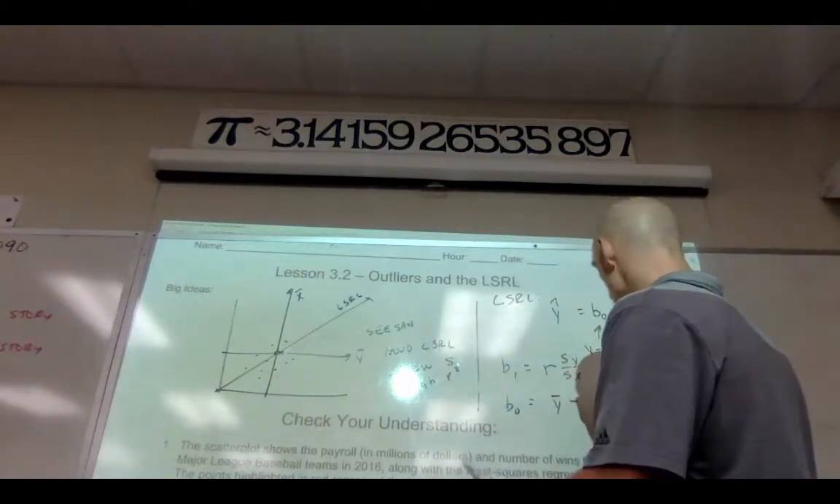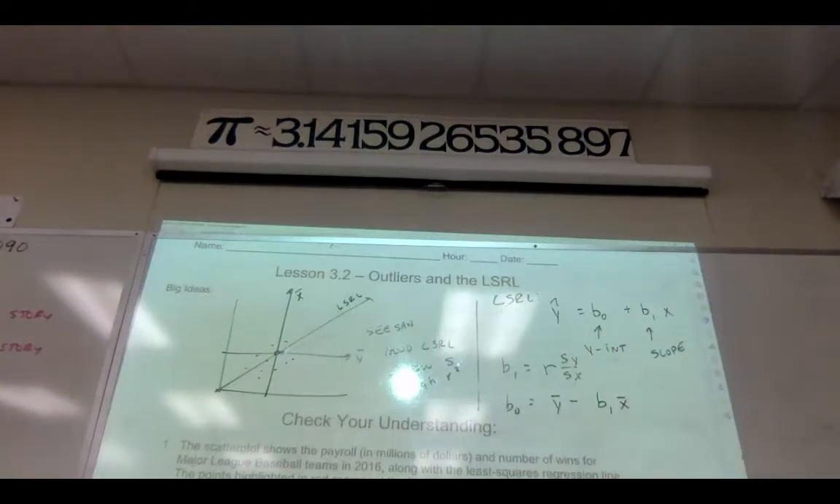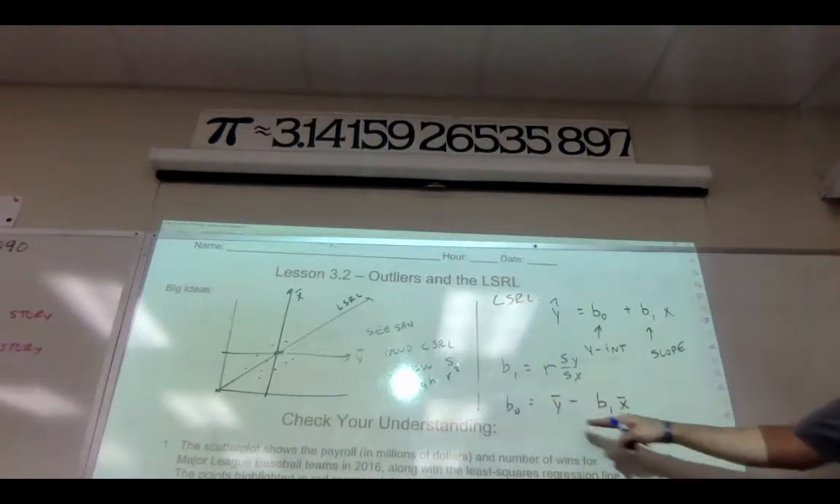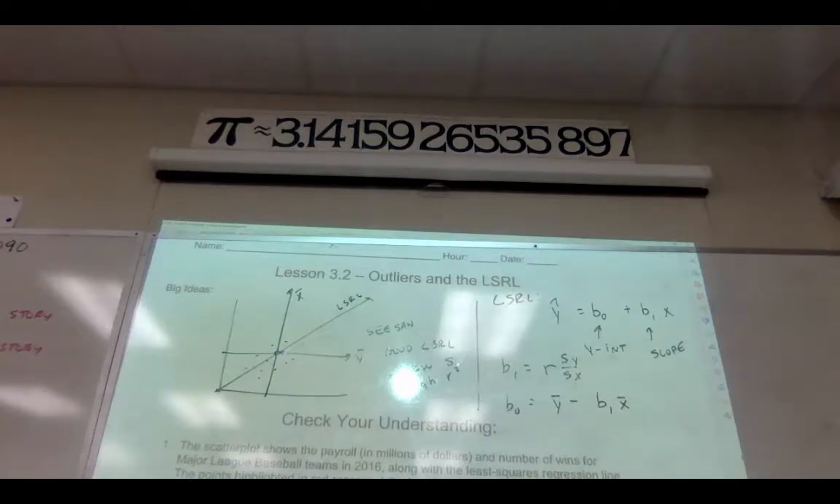And so here's another. B sub 0, our y-intercept, is equal to y bar, the mean of y, minus b1 times the mean of x.